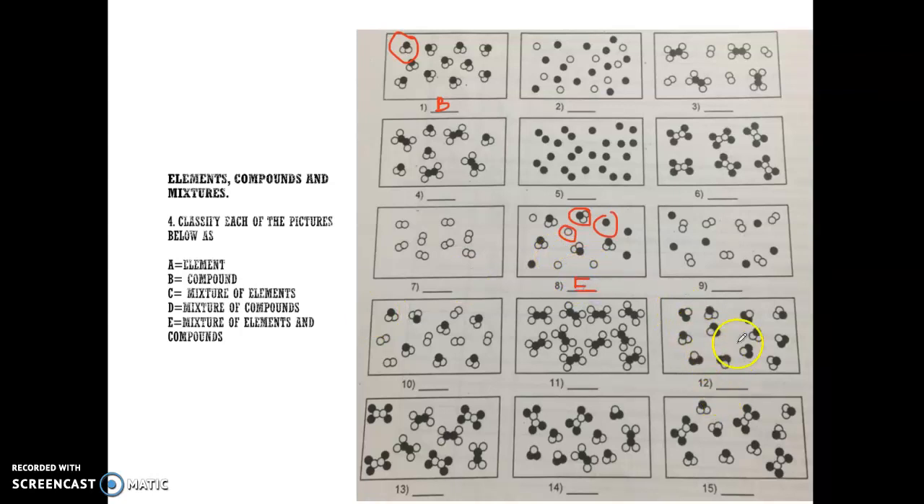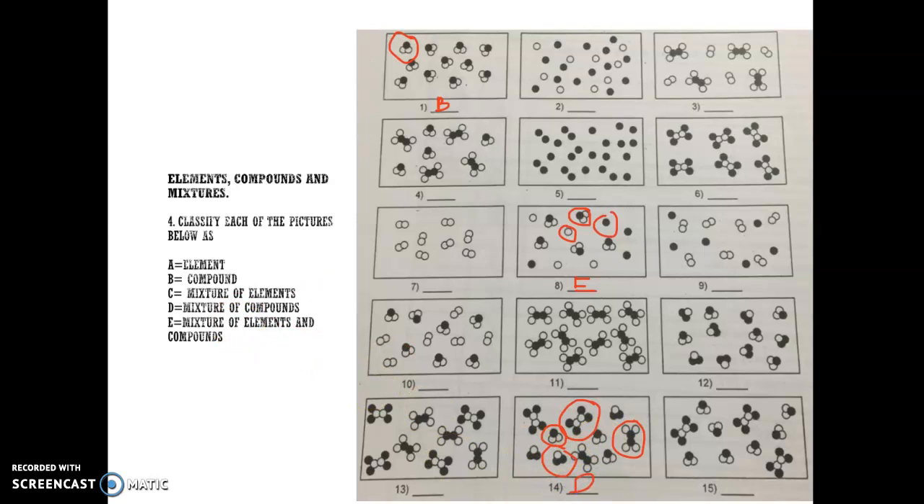So I'm looking at their physical shapes. And let's go down to this one here. I got 1 white and 2 black. I got 2 white and 1 black. Those are 2 different compounds. I got 4 black and 2 white. And here I got 4 white and 2 black. So that's a bunch of different compounds. So that would be like letter D, a mixture of compounds.